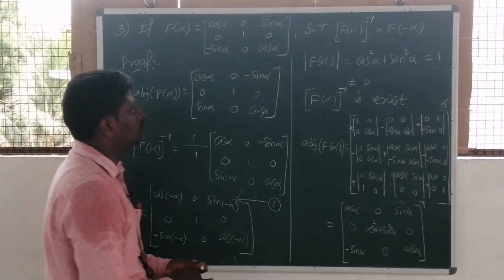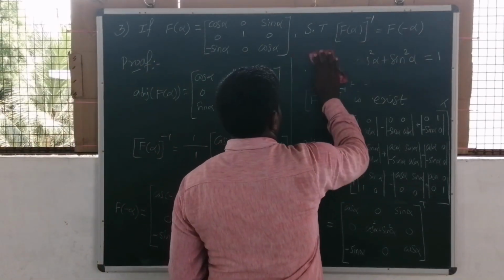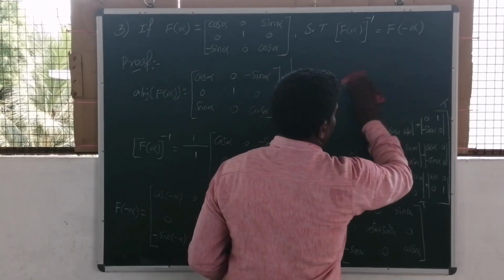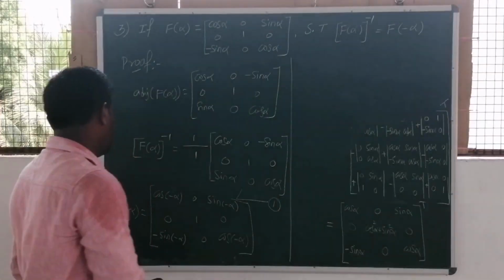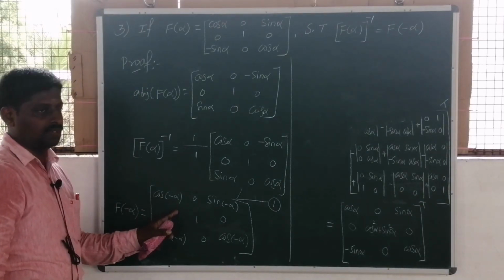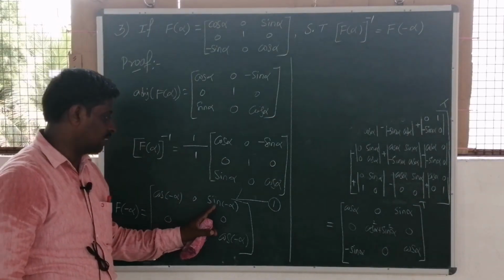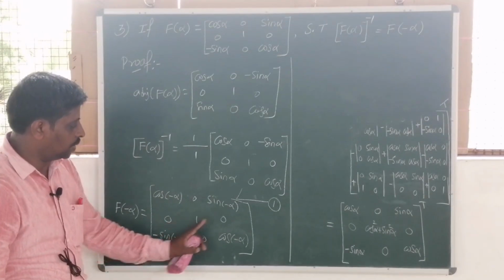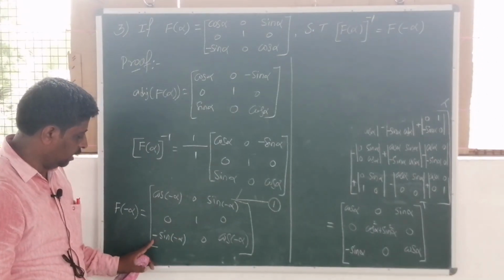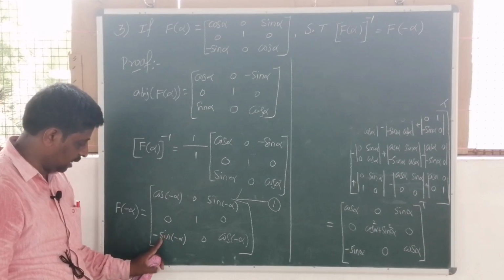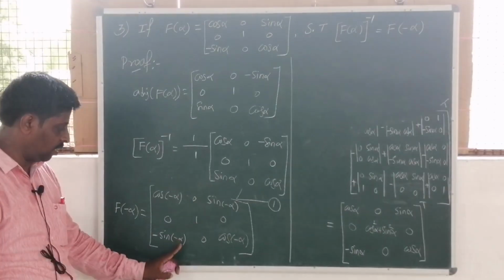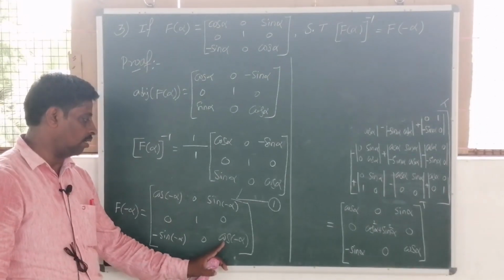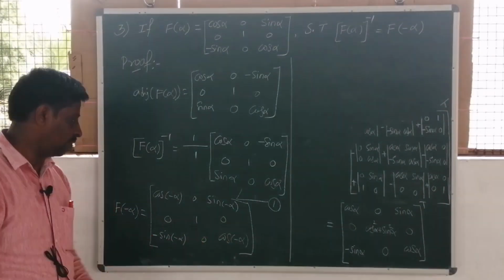Cos of minus alpha is cos alpha and sin of minus alpha is minus sin alpha. Here the same 0 1 0, here also minus sin of minus alpha. The sin of minus alpha is minus sin alpha, already we have a minus, so plus sin alpha, and 0. Here cos of minus alpha is cos alpha.